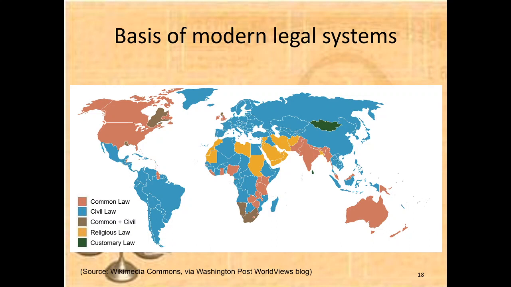So this is particularly important. Certain countries like Mongolia follow customary laws. So on the map, if you look, there are a lot of countries which practice different varieties of legal system.